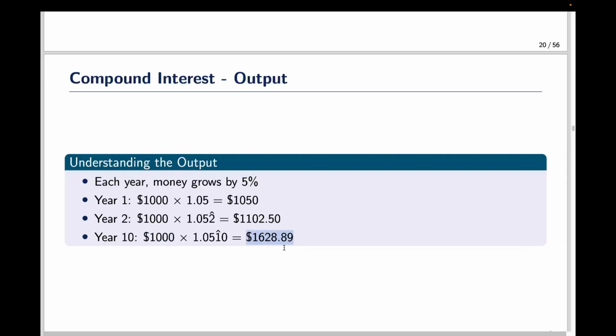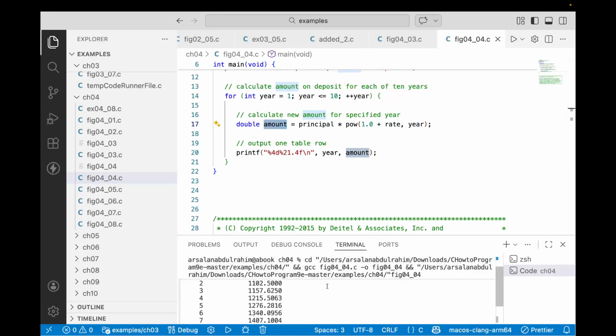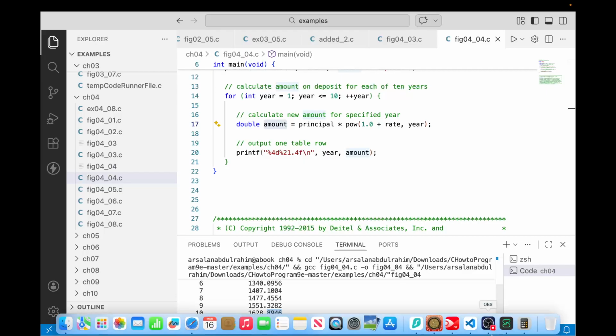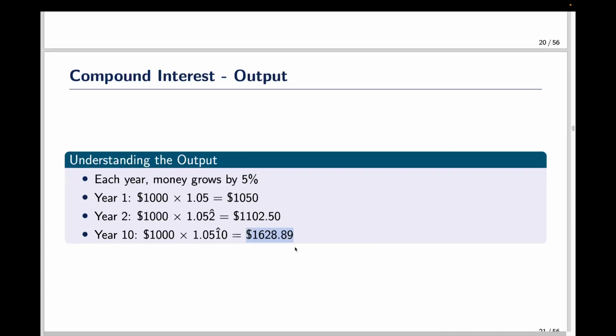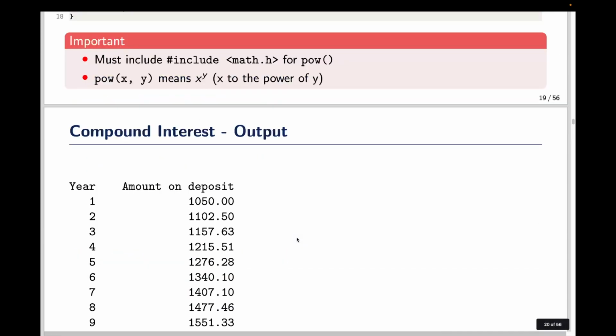So the final output is 1628.89, which is exactly the item over here in this one. You can see, since I have given four decimal digits after the decimal, this is 8946. In the slides, this is actually 89. So this is a very important example using the power function, or the x raised to power y function.